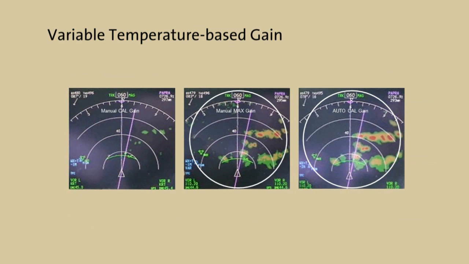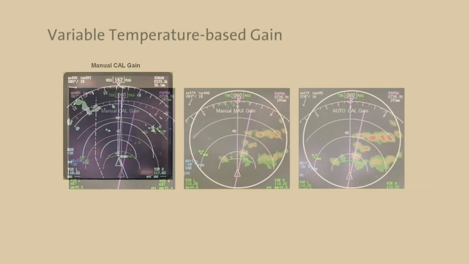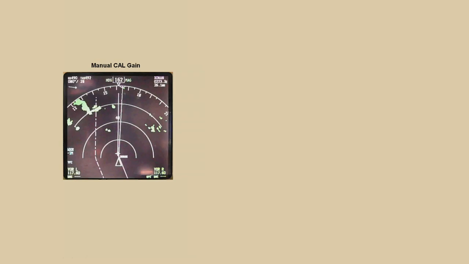As we learned in Module 1, Multiscan uses variable temperature-based gain to better detect low reflectivity thunderstorm tops. The end result is that most flight crews will see more than they are used to seeing when using the radar in auto. This series of pictures is taken over the Gulf of Thailand.